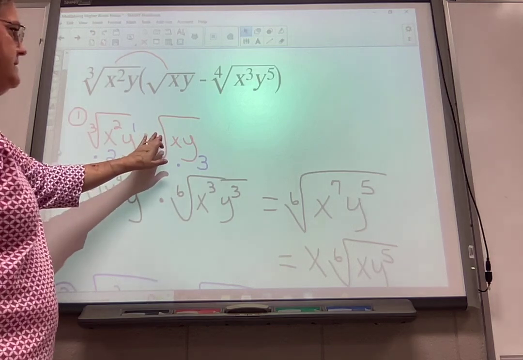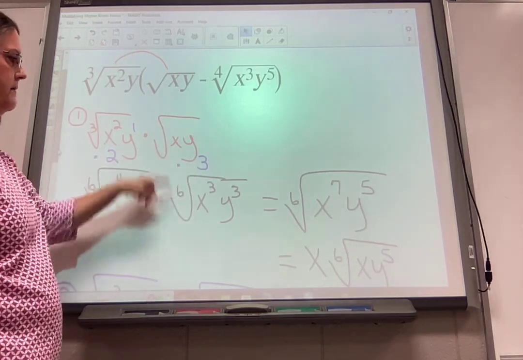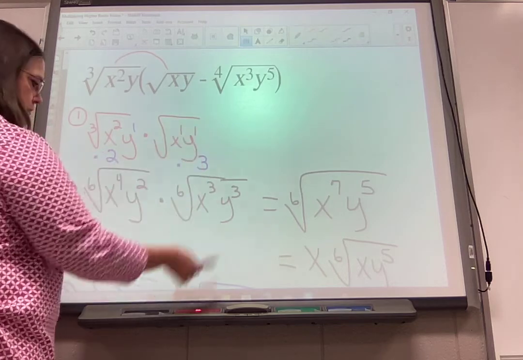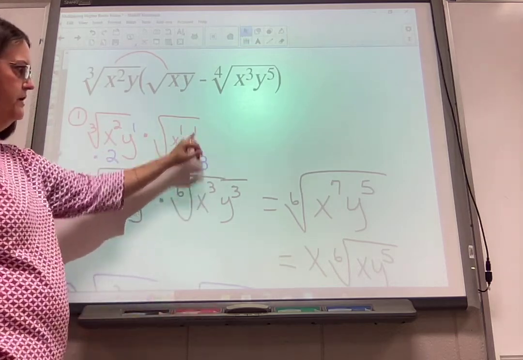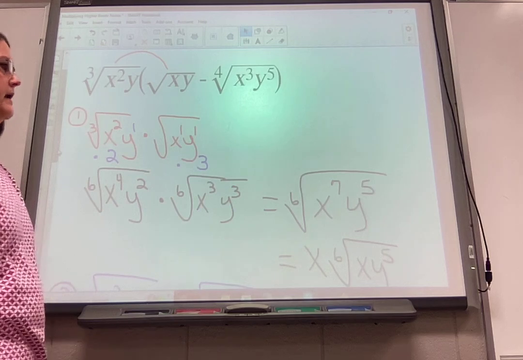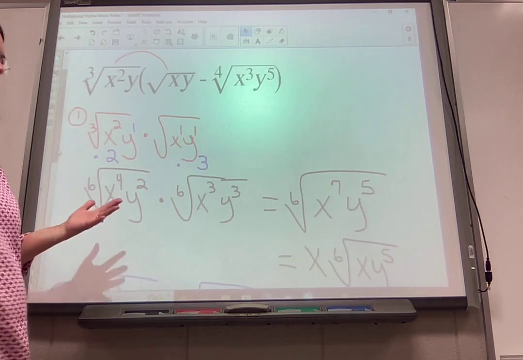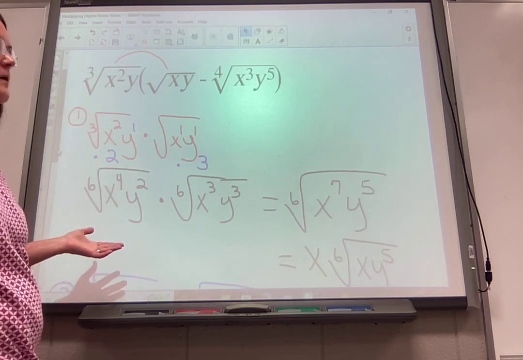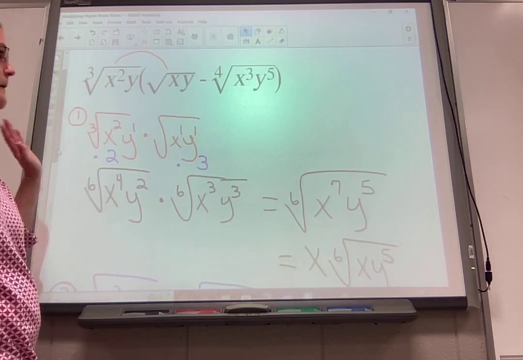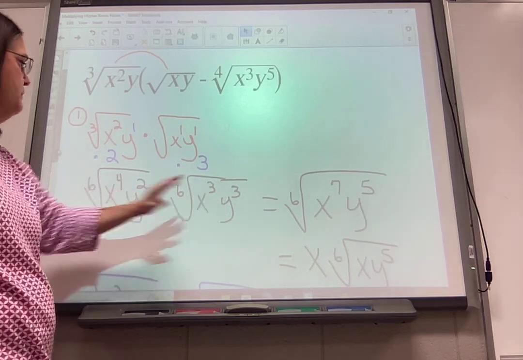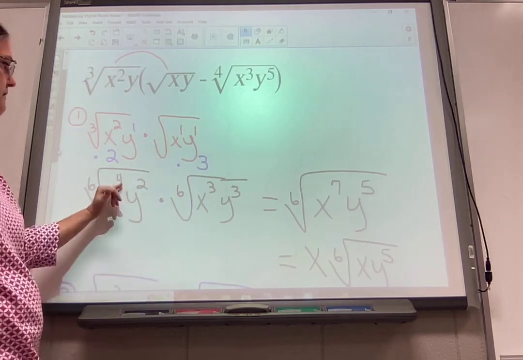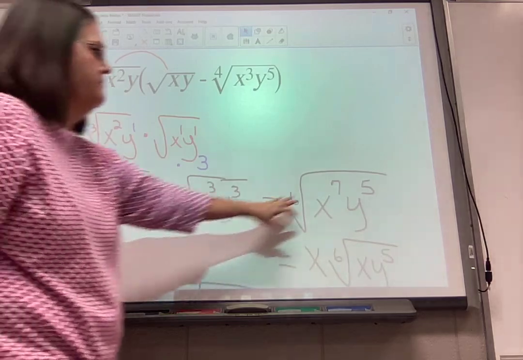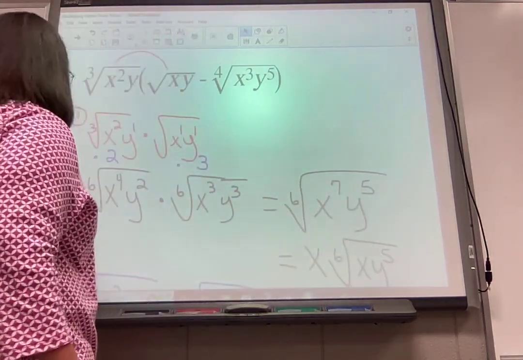And then this is the 2nd root multiplying by 3. So exponent of 1, exponent of 1. 1 times 3 is 3, 1 times 3 is 3. Now, when you multiply with exponents, and you may not remember this because it's been since 8th grade since you had exponents, but when multiplying these, you add. So it's the 6th root of 4 plus 3 is x to the 7th power and y to the 5th power. Now, I have to simplify this.